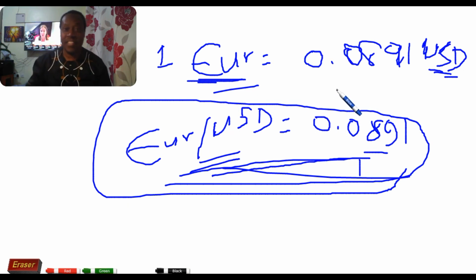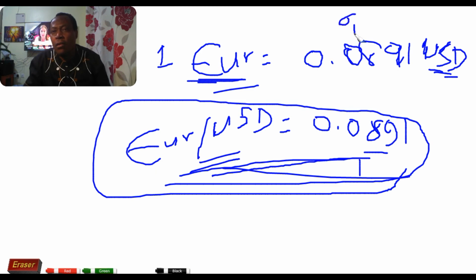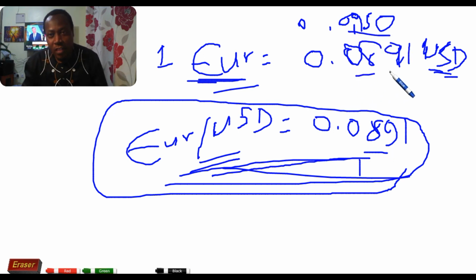So basically what we are saying here is this now, that if 1 Euro later goes up to 0.0950, you see, this value is bigger than this value here. This means the euro is gaining in value. You need more dollars to buy 1 euro. So the euro is getting stronger because you need more dollars to buy 1 euro.